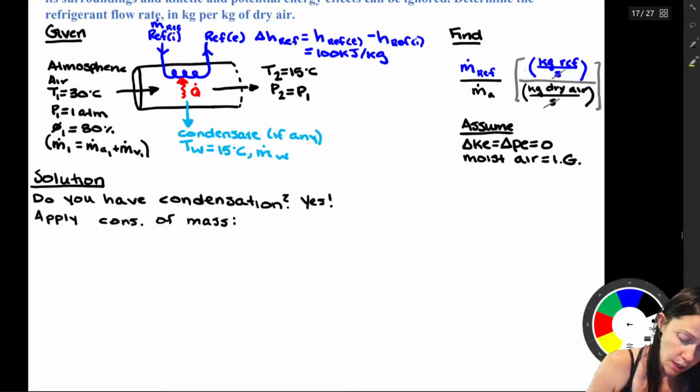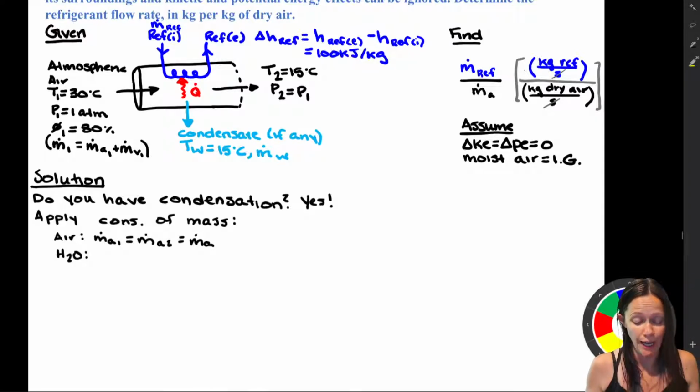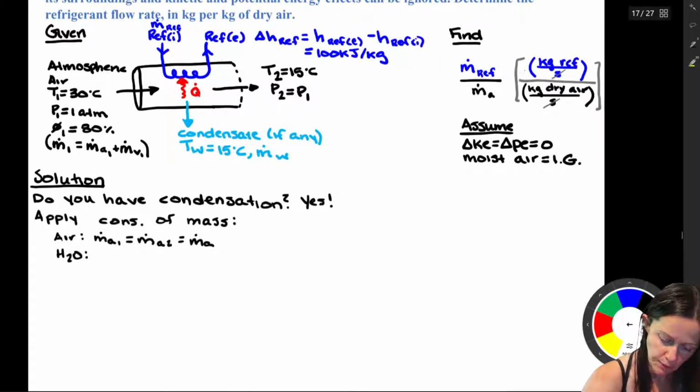We can do it for the components as well as the mixture, and we're going to do it for the components here. For the dry air, I've got m dot A at state 1 coming in, and m dot A at state 2 going out, and that's just m dot A. By the way, when we're looking at the conservation of mass, we're not looking at the refrigerant, because the refrigerant can't physically cross the coil, the physical boundary. So just keep that in mind. That's why you don't see it there. And then for the water, you've got water vapor coming in with that moist air.